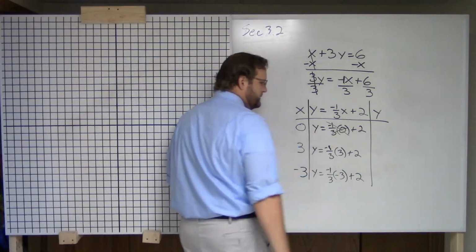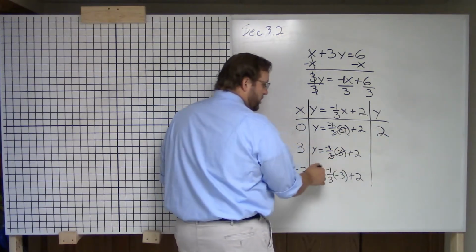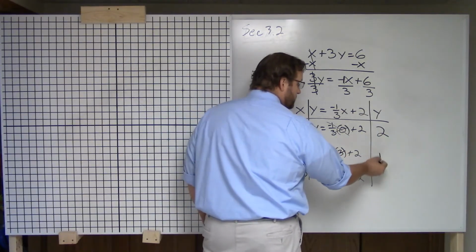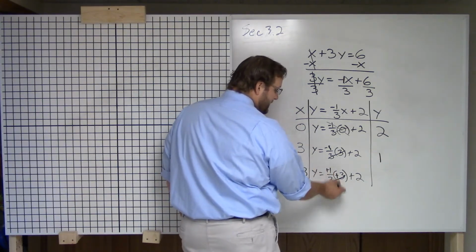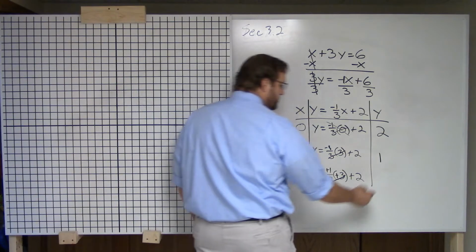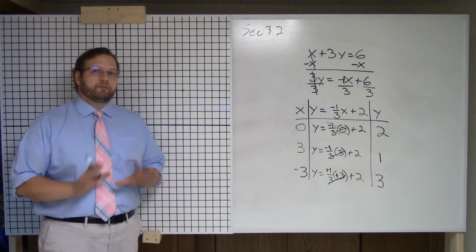0 times anything is 0. Plus 2 is 2. 3's are gone. I got -1 plus 2 is 1. No more fraction. 3's are gone and the negatives cancel out. So I got 1 plus 2 is a 3. And I got nice clean values.